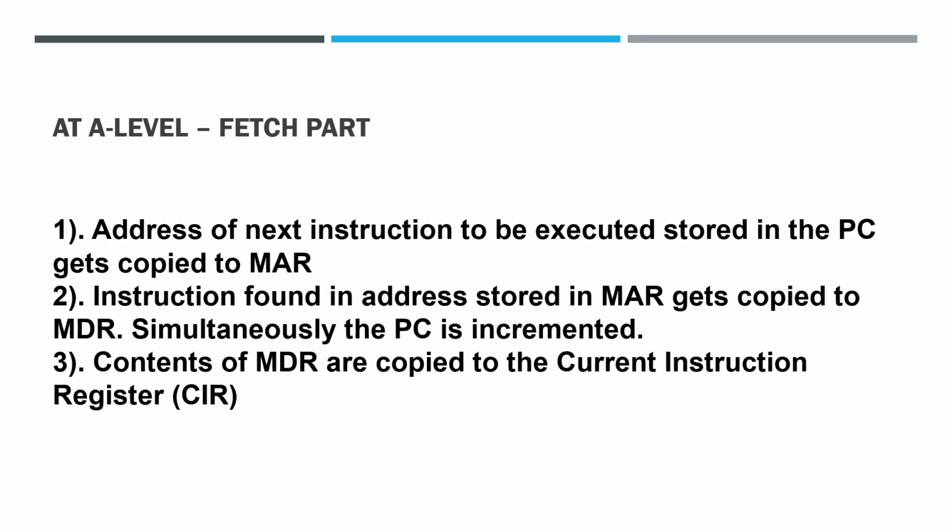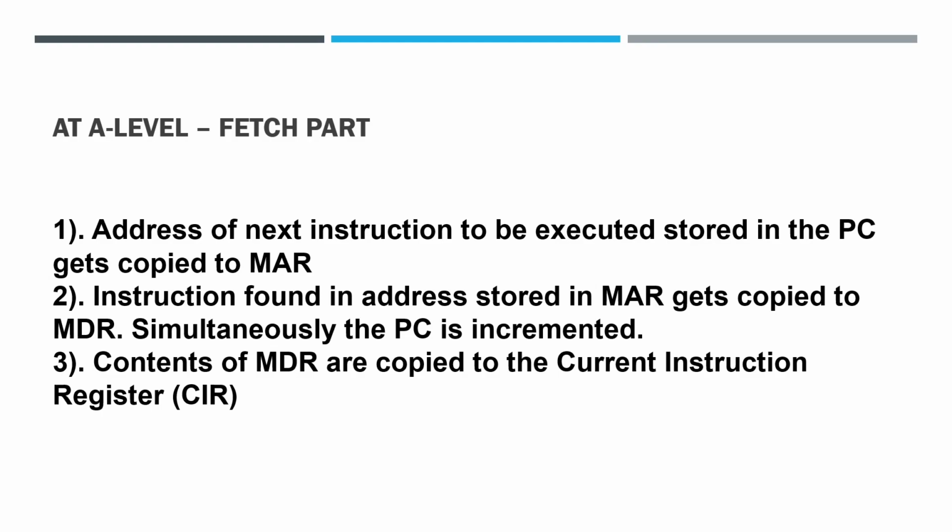So the fetch part is the same. We get the program counter, which is the address of the next instruction to be executed, and we copy it to the memory address register. Then the instruction that's found at the address stored in the memory address register gets copied to the memory data register. Just like before, what I said with the load, but this time we're loading the instruction into the memory data register from the address found in the MAR. Now, simultaneously, the program counter is incremented, exactly the same as the GCSE.